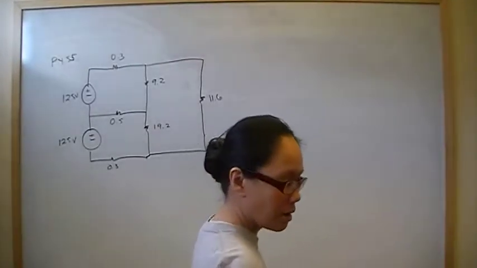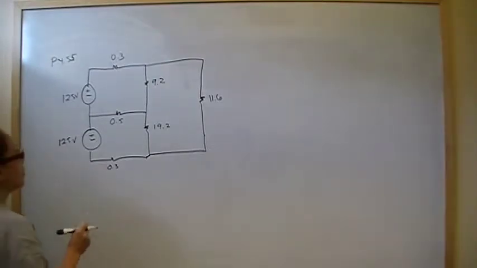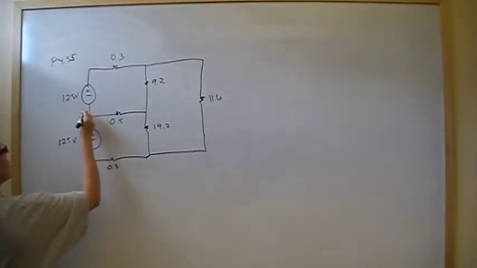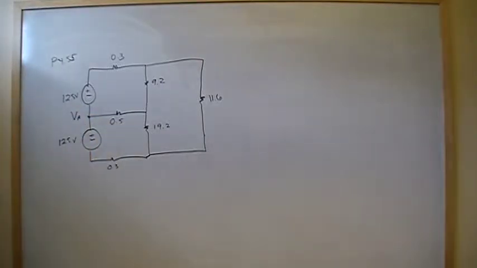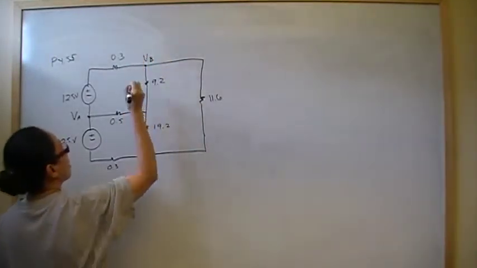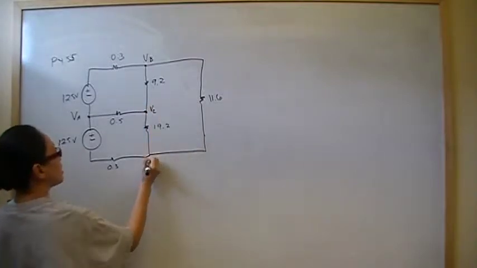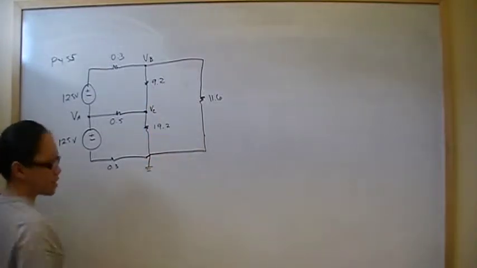I'm going to call them different names and come back to V1, V2, V3 at the very end. This node I'm going to call VA. That's a voltage drop that I have no idea what it is. This is my second node, which I also don't know. We're going to call that VB. This is my third node, VC. And this is my fourth node, which I take to be the ground.